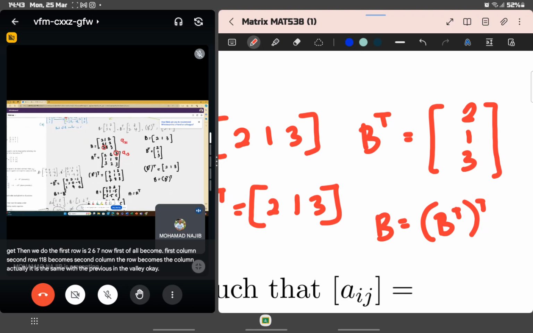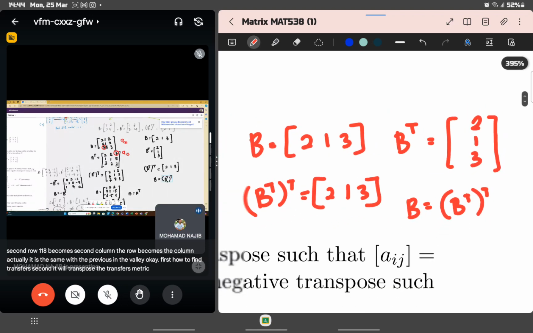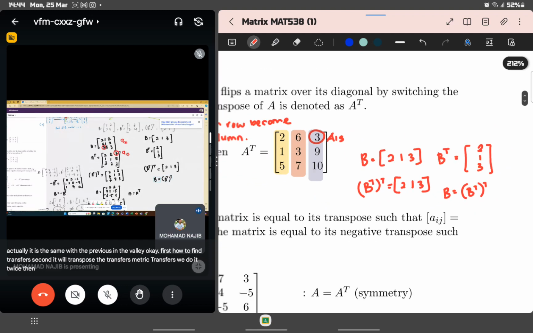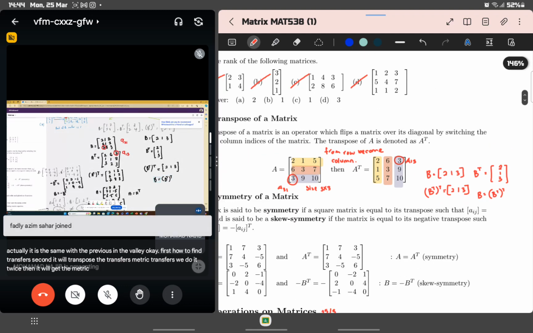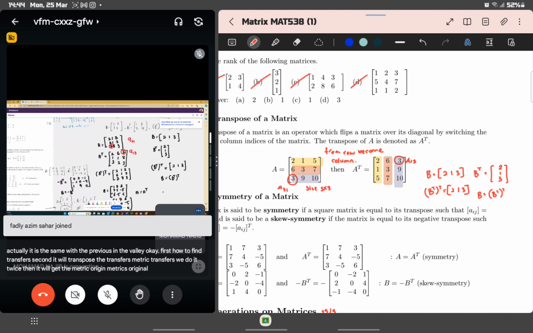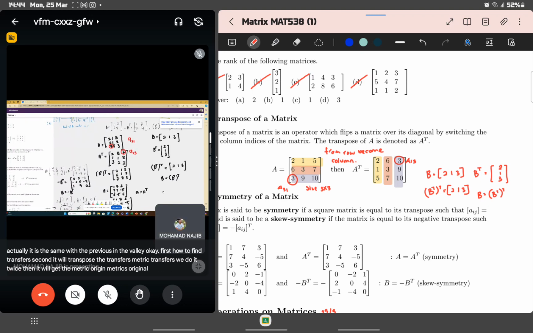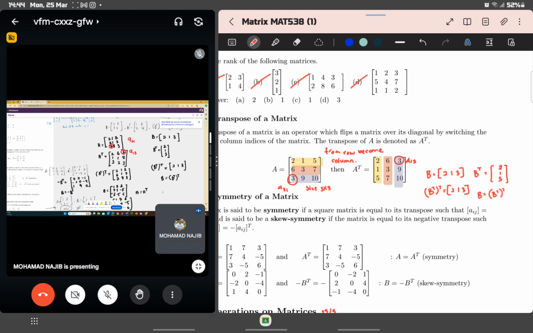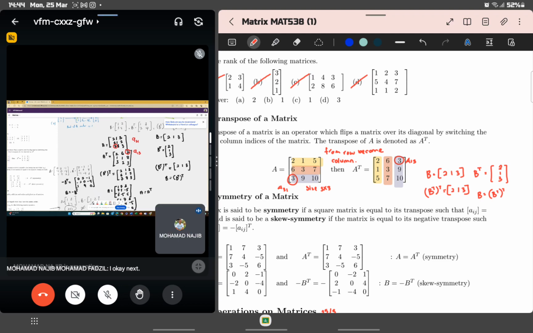We have 2 knowledge here. First, how to find transpose. Second, if we transpose the transpose matrix, matrix transpose, we do it twice, then it will get the matrix, original matrix back. Okay, boleh situ? Boleh. Bolehkah tidak boleh? Okay, next, our discussion is what? Okay.